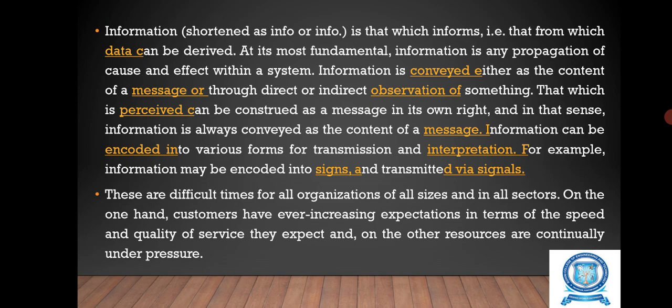At its most fundamental, information is any propagation of cause and effect within a system, and information is conveyed either as the content of a message or through direct or indirect observation of something. That which is perceived can be construed as a message in its own right, and in that sense, information is always conveyed as the content of a message. Information can be encoded into various forms for transmission and interpretation. For example, the information may be encoded into signs and transmitted via signals.